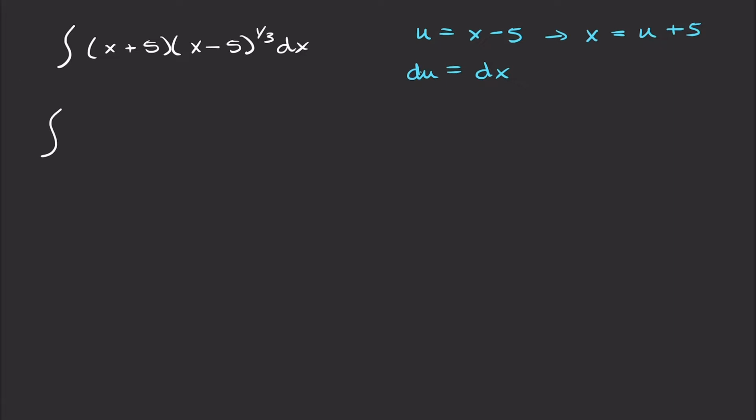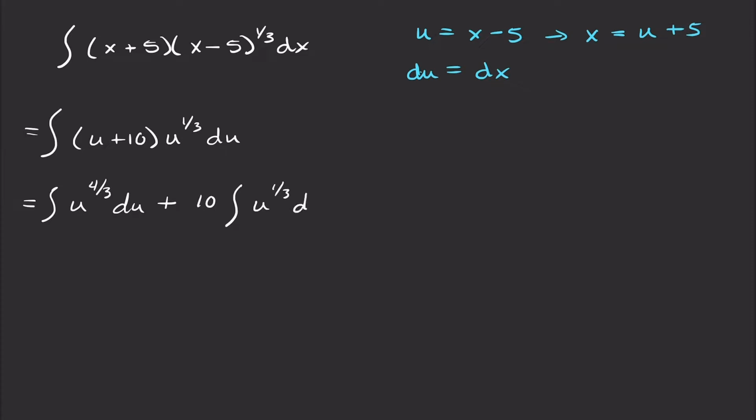So x equals u plus 5, so we get u plus 5 plus 5, so that will be u plus 10. And then x minus 5, that's just u raised to the 1/3 power, all times dx, which is just going to become du. And so now we can distribute this. And if we do that, we get u times u to the 1/3, so we just add those exponents. So 1 plus 1/3 is u to the 4/3 du. And then we'll get another integral. So I'll bring my 10 out front. And this is just u to the 1/3.